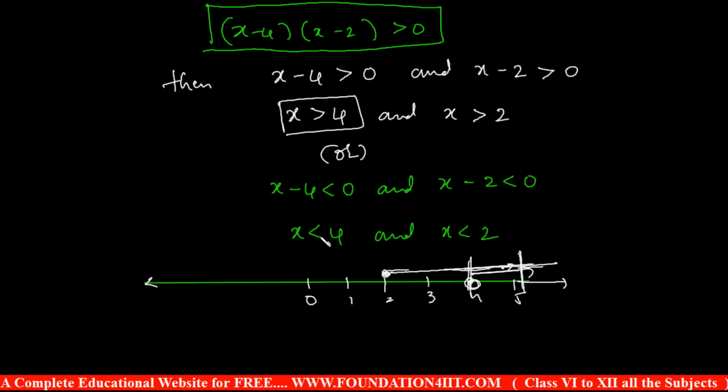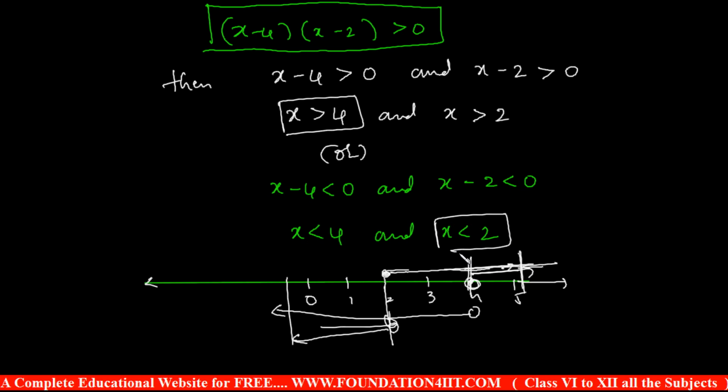Similarly, from the next, x is less than 4. So x is less than 4 means from 4 all the values are this side. X is less than 2. From 2 all the values are this side. Okay, from the 2, the common part is from 2 onwards. So we should take this. Now these two combined we can make the solution set.